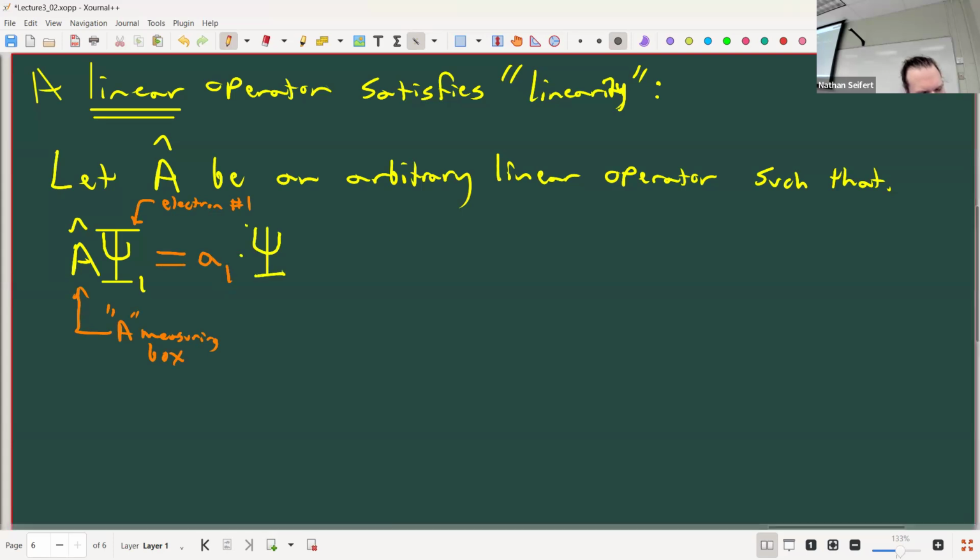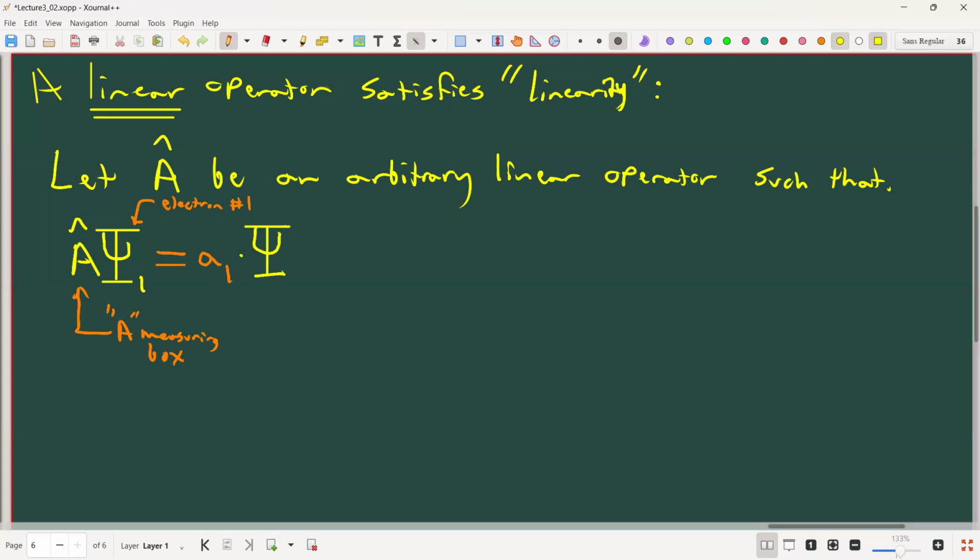Just like we did with color, right? When you feed in a white electron into the color box, you get the white electron out times the number, which is 1. So A1 would be 1 here. Right? So this satisfies what I call in the problem set the quantum measurement theorem. This is a proper measurement.